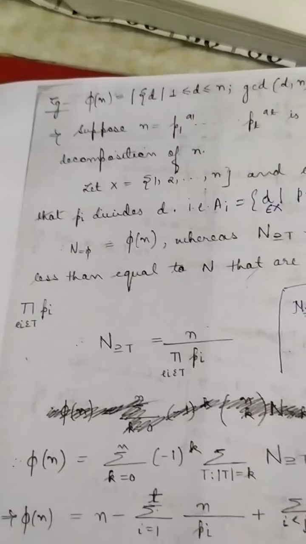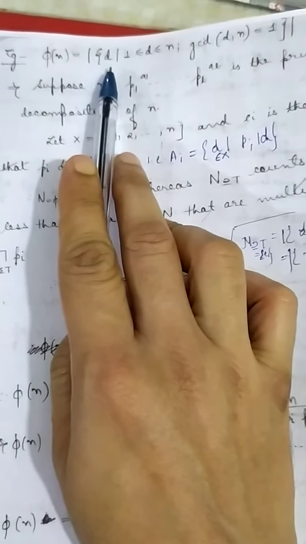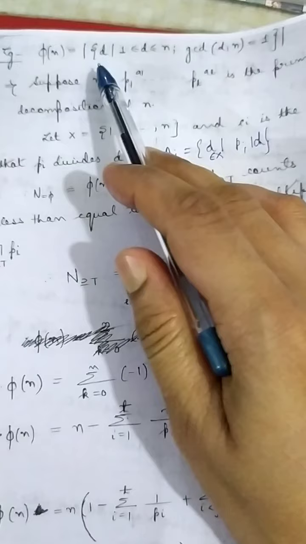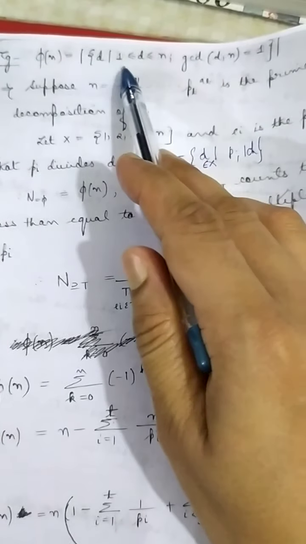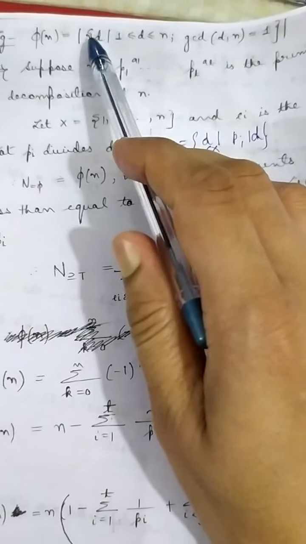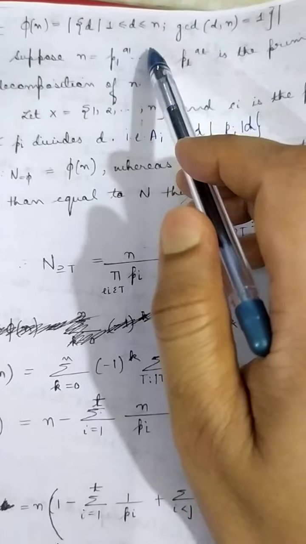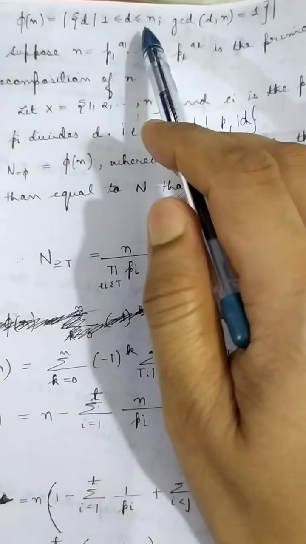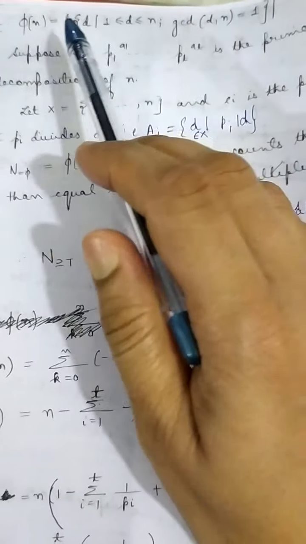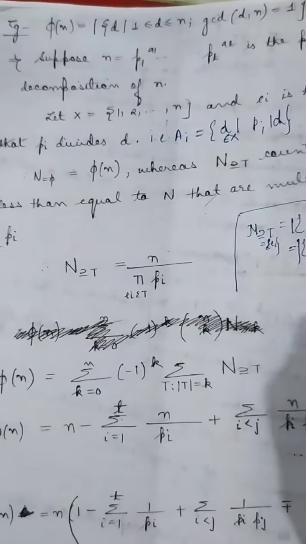So see the example, quite interesting. The example is phi n. What is phi n? You have to find the d such that d lies between 1 and n, and the GCD of d and n is equal to 1. That is, how many numbers are there which are relatively prime to n. Relatively prime to n, phi n.